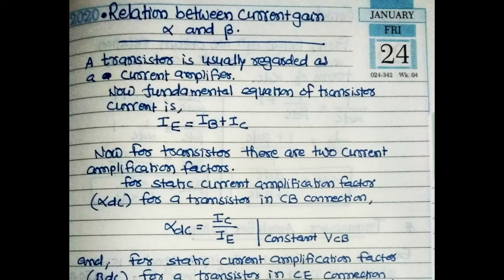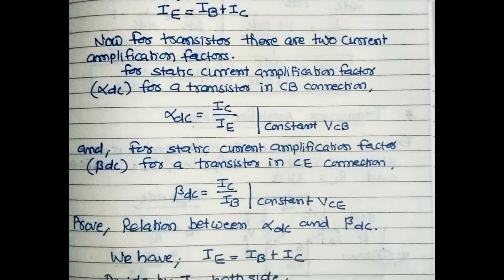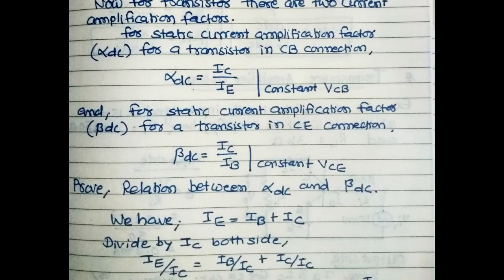Now the fundamental formula, as we know, is IE is equal to IB plus IC. For the current amplification factor, we want to find the static current gain. In common base, it means constant VCB, alpha DC is equal to IC by IE. In the same way, for the common emitter connection, beta DC is equal to IC by IB at a constant value of VCE. You should remember these: alpha DC and beta DC, IC by IE and IC by IB.